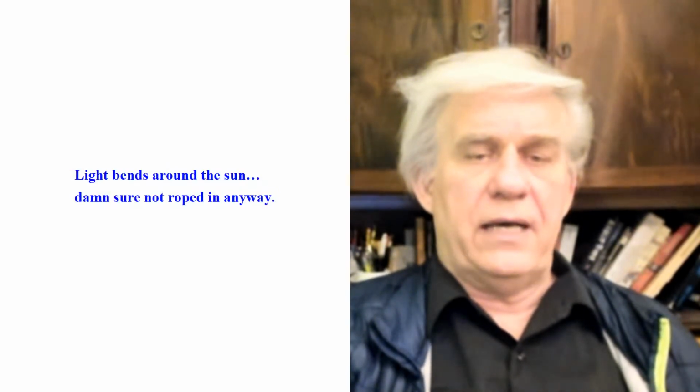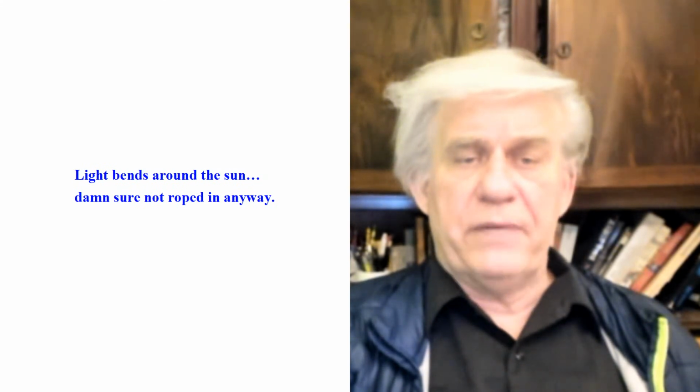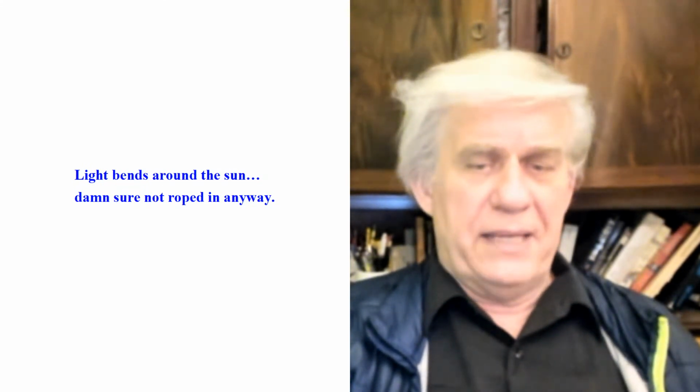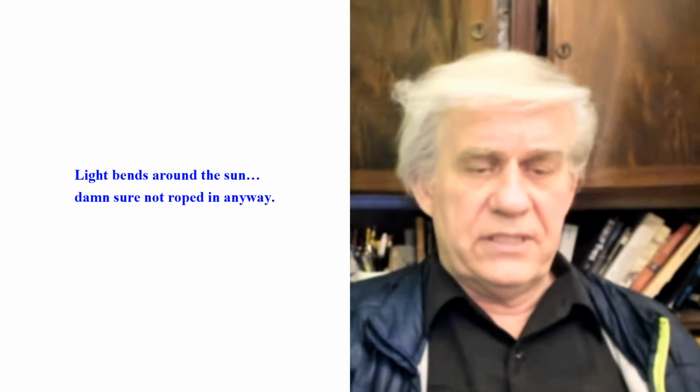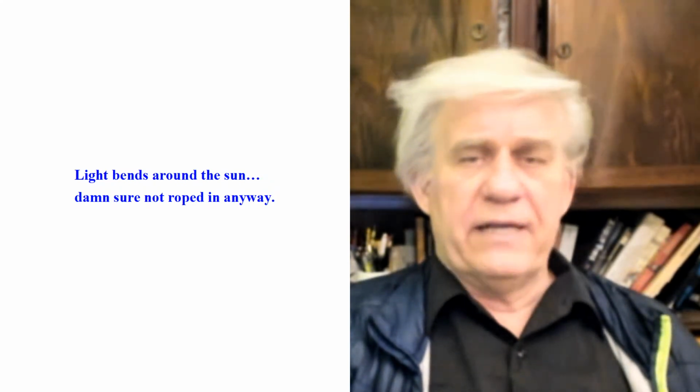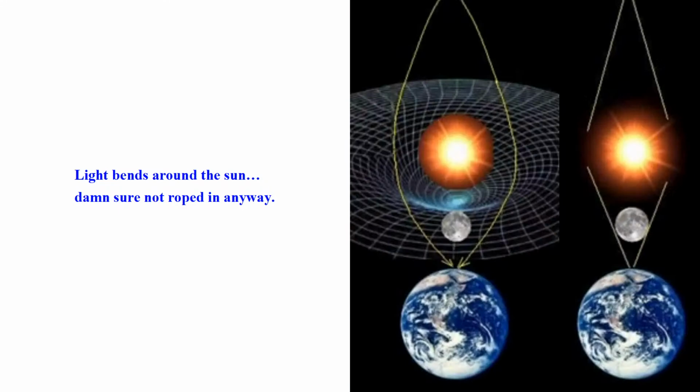And again, you'll find more information in the rope hypothesis book, in the description, downloadable, etc. Okay, the other issue that this fellow had raised, let's attack that one as well: light bends around the sun, damn sure not roped in any way. He's saying that light bends, and so the question is, what is bending? A photon is bending? How do you bend a photon? So the first issue is, are we talking about a photon bending, or is the itinerary being deflected? Are we talking about bending or deflecting?